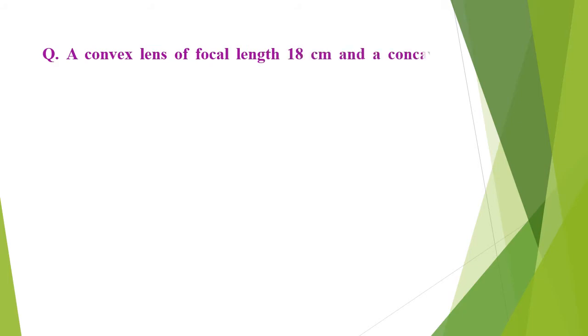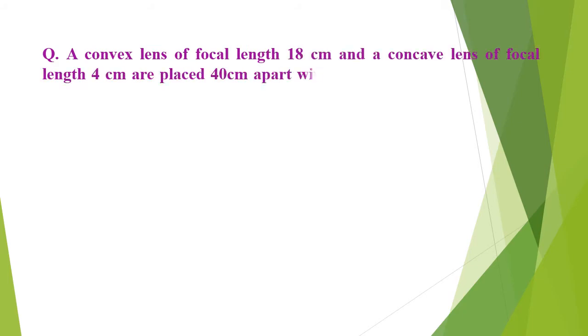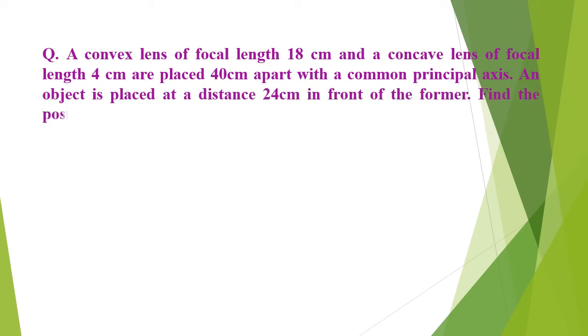A convex lens of focal length 18 cm and a concave lens of focal length 4 cm are placed 40 cm apart with a common principal axis. An object is placed at a distance of 24 cm in front of the former. Find the position of the image formed by the combination.